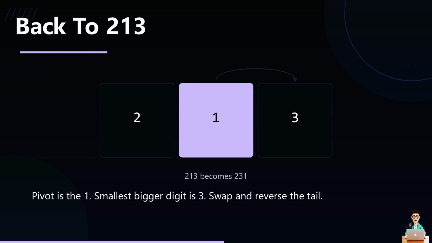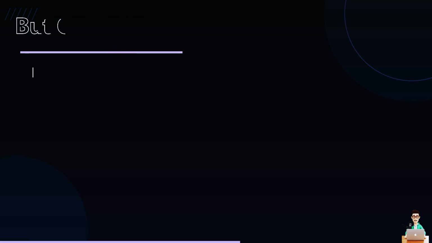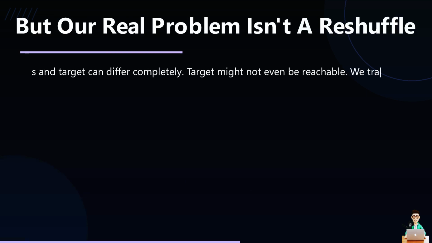Here's the catch. Target isn't just S shuffled. It can have completely different letters in different amounts. So we can't scan target's own layout for a pivot like before. Think of it like an IOU tally.